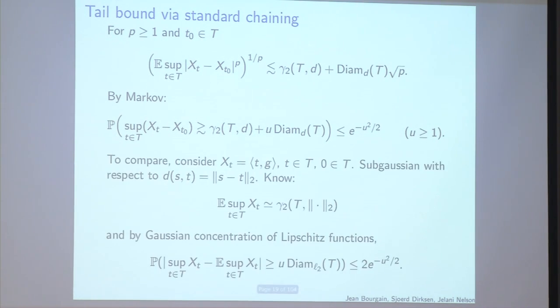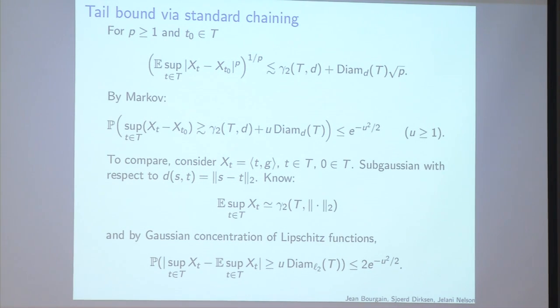So let's look at the following scenario for simplicity. Let's look at the canonical Gaussian process that we've talked about a lot today. I simply take inner products with a standard Gaussian vector. Then this process is sub-Gaussian with respect to the Euclidean metric. So I know from the generic chaining argument and the majorizing measures theorem that we both saw this morning that this expected sup is equivalent to the gamma 2 functional.